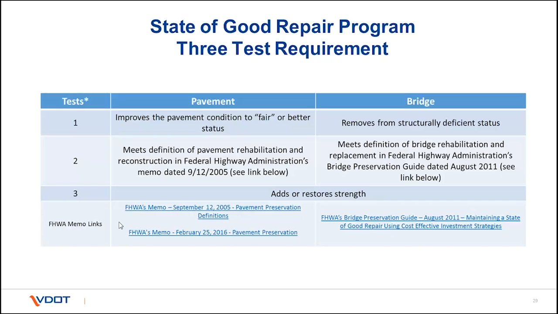For bridges, it must remove the bridge from the structurally deficient status. It also needs to meet the definition of bridge rehabilitation and replacement established by the Federal Highway Administration's Bridge Preservation Guide, initially dated August 2011, and the link that we provided will actually give you a link to the update that was updated spring of 2018.